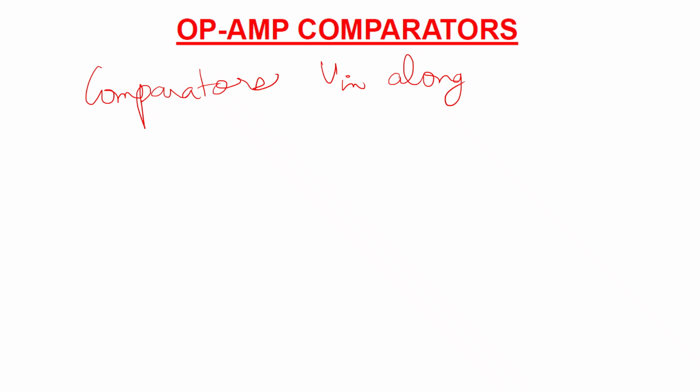In today's video, we are going to discuss comparators made up of op-amp. What are comparators? Comparators are electronic circuits which compare an input voltage with a reference voltage. This reference voltage may be DC. So a sinusoidal input voltage will be compared with the reference voltage, and on comparison, an output is generated.